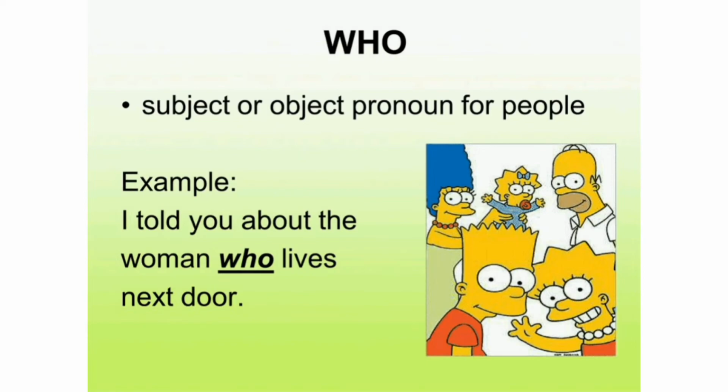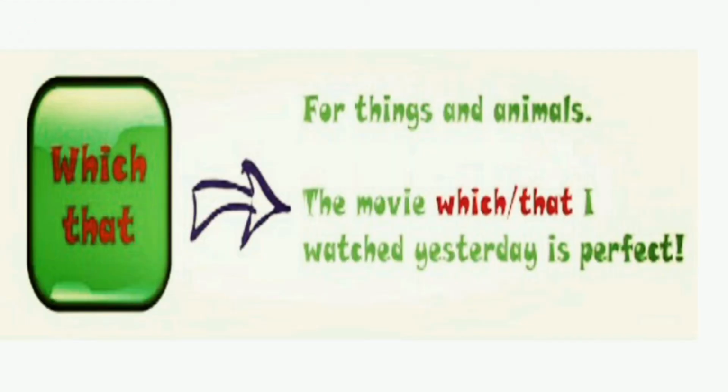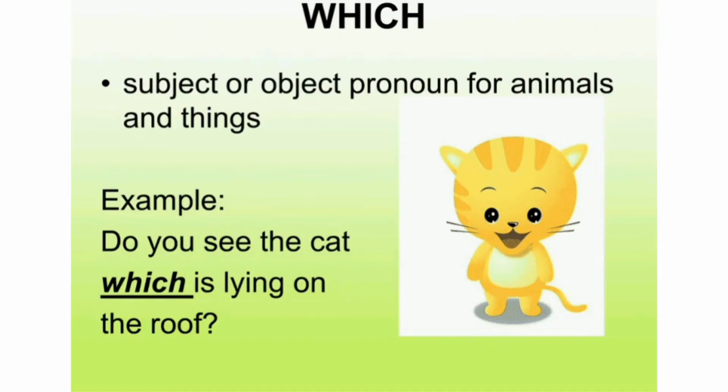Let's see the next relative pronoun, that is which. Example: she will choose the color which looks good on everyone. Here, which is joining the two related clauses, choosing a color and a color which would look good on everyone. Which refers to things and animals. We can use which or that. The movie which or that I watched yesterday is perfect. Which represents the subject or object pronoun for animals and things.